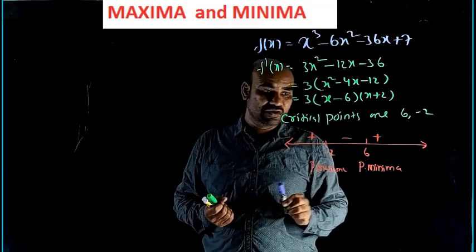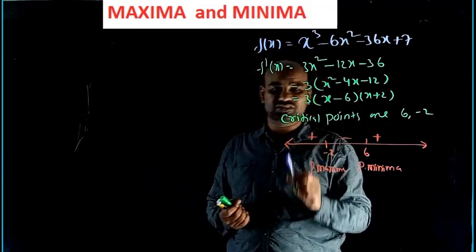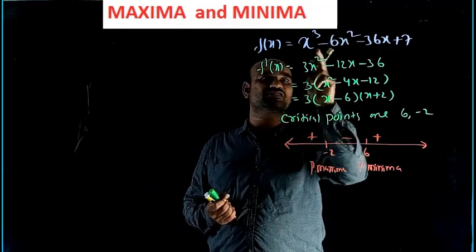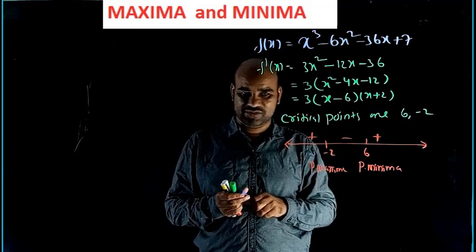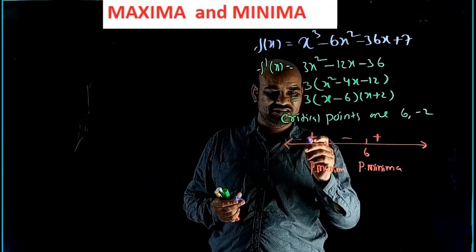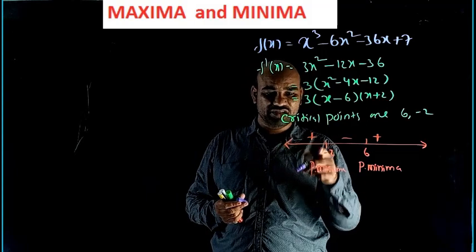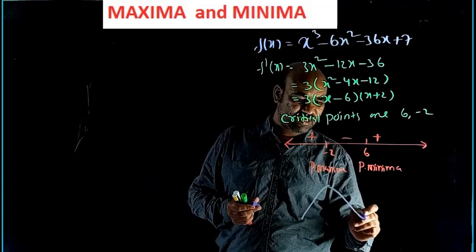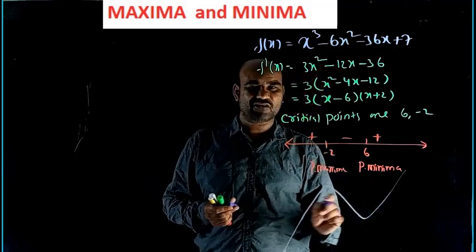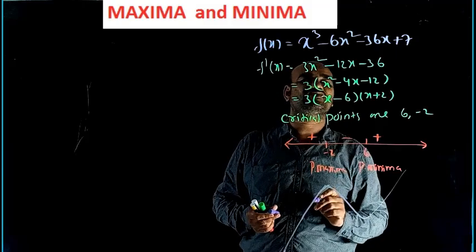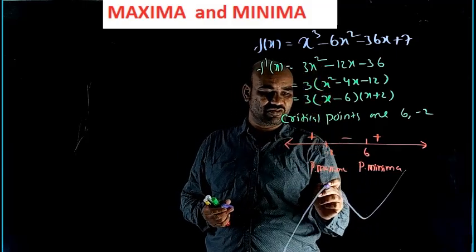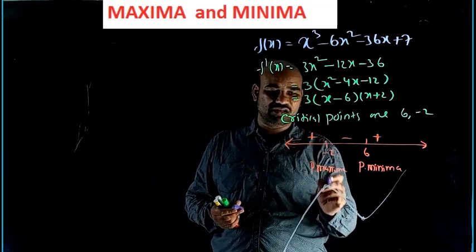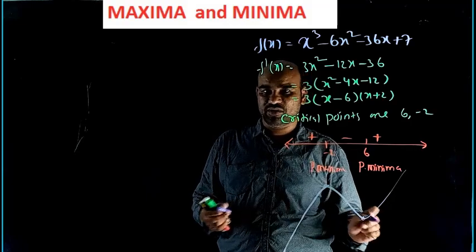So here, if we want to find the minimum value, we need to find f of 6. Actually, this is local maxima and this is local minimum because the function is defined on all real numbers. The rough sketch of this function is increasing from minus infinity to minus 2, after that decreasing, after that again increasing. This is the rough sketch of x cube minus 6x square minus 36x plus 7. So, one point of minima, one point of maxima. This is the local point of maxima, this the local point of minima.